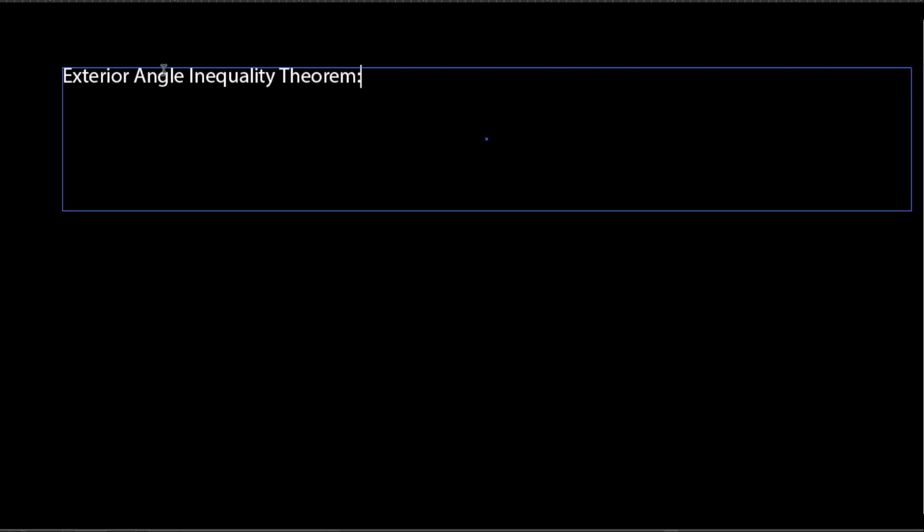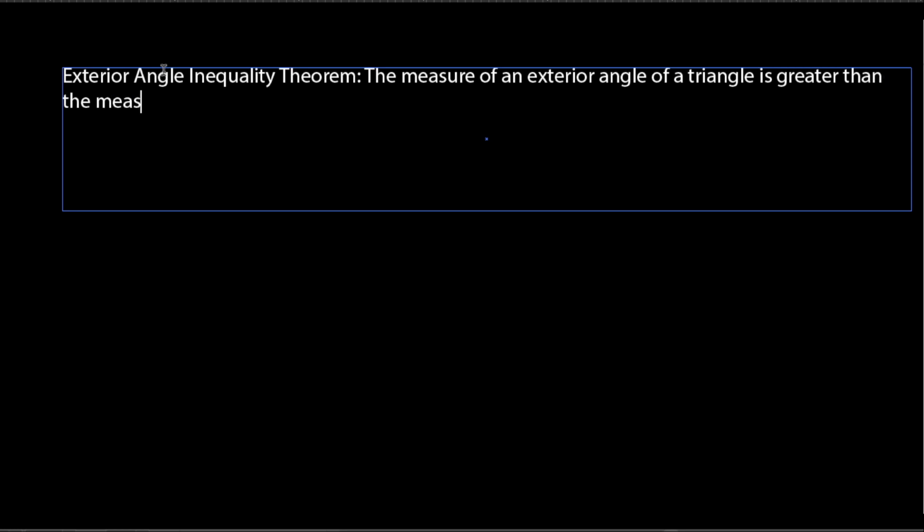Write this down, even though it's in your book. Write it down in your notes, okay? So it says the measure of an exterior angle of a triangle is greater than the measure of either remote, remember remote interior angles? Yes. Okay, so there it is right there.